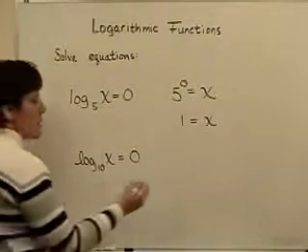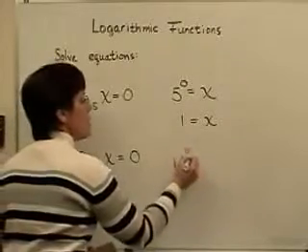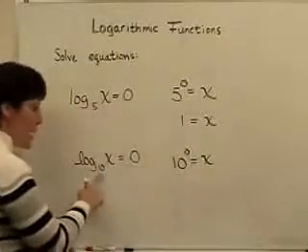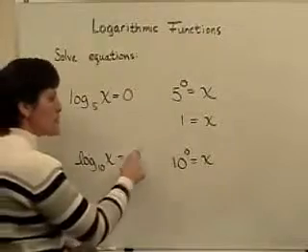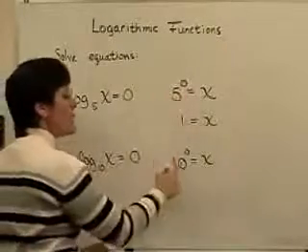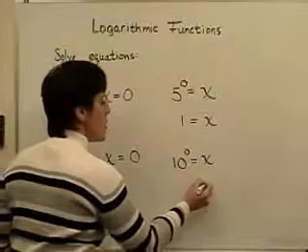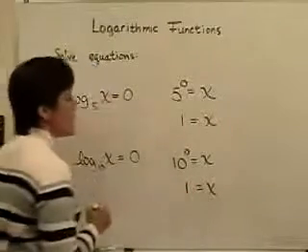So I'm going to put this in exponential form. So I have 10 to the 0 power is equal to x. So I've got my base raised to this power. And it doesn't matter what your base is. Any base raised to the 0 power is always equal to 1.